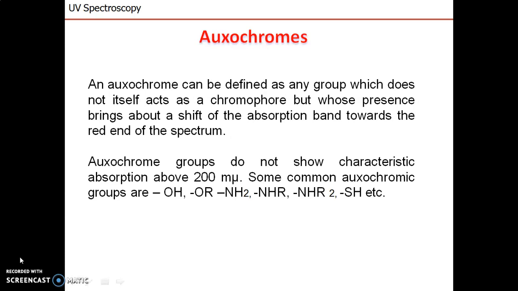What is auxochrome? An auxochrome is not a chromophore, but it is responsible for shifting of wavelength towards the longer region. So an auxochrome can be defined as any group which does not itself act as a chromophore, but whose presence brings about a shift of absorption band towards the red end of the spectrum. Auxochrome groups do not show characteristic absorption above 200 nanometer. Some common auxochromic groups are OH, OR, NH2, NHR, NR2, SH, etc. So all these are the auxochromes.